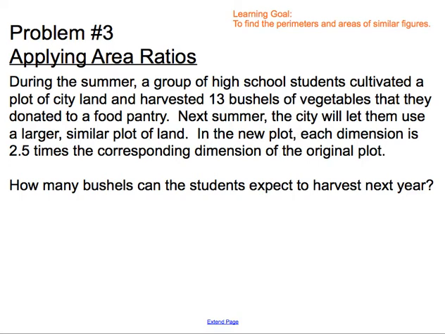So the shape of this land is really not relevant. Let's just assume for a second that this land is a square. We don't know what the dimensions are, but we can say that this square might as well be x times x. So we know that x times x, or x squared, was equal to 13 bushels.